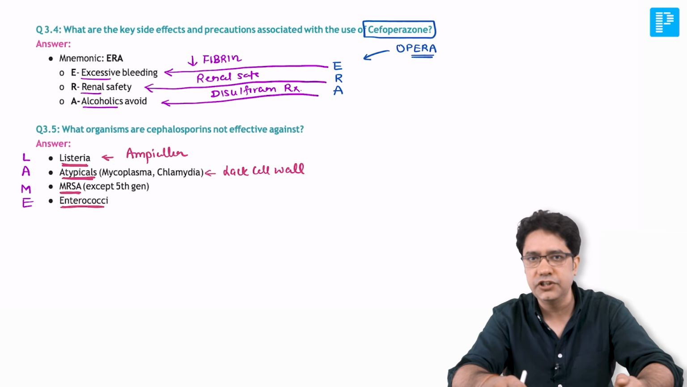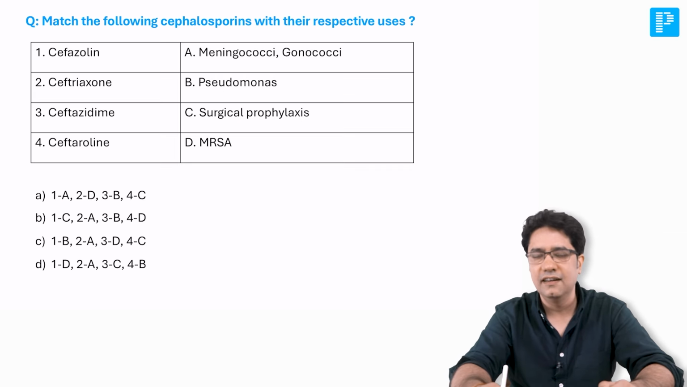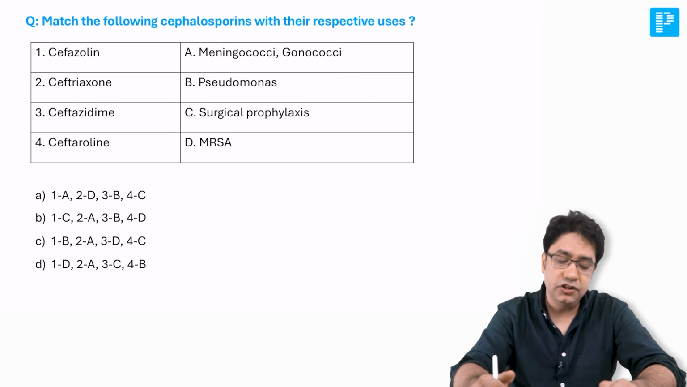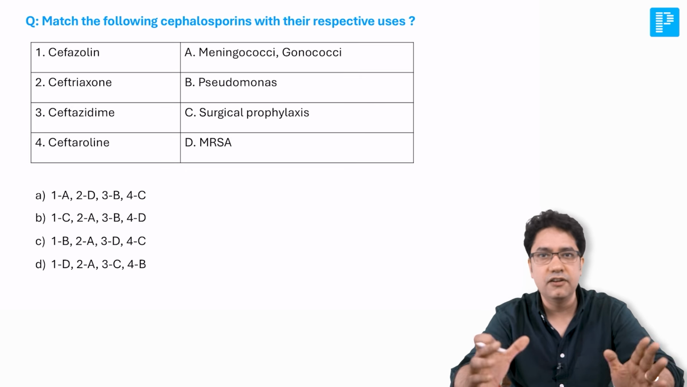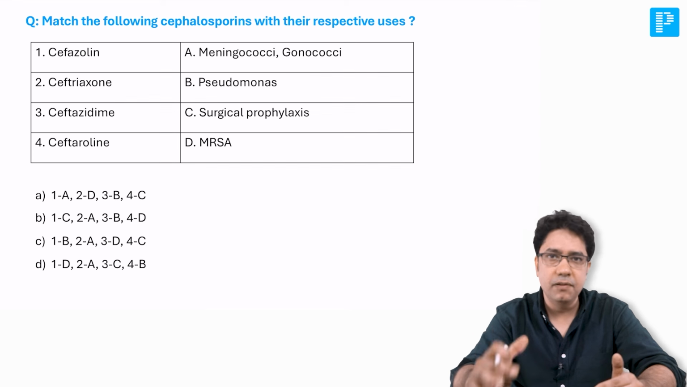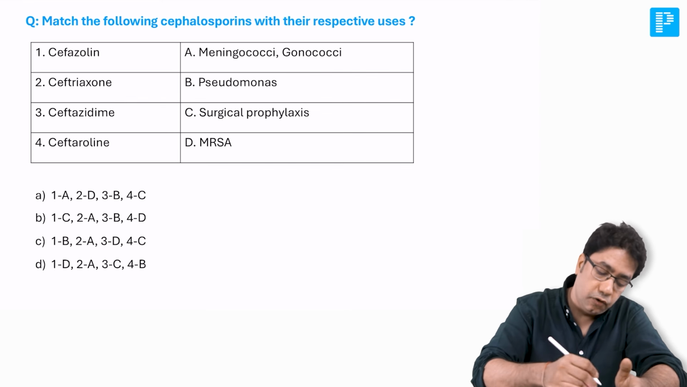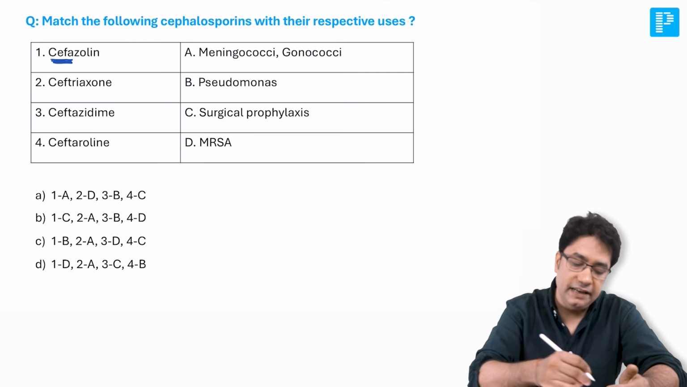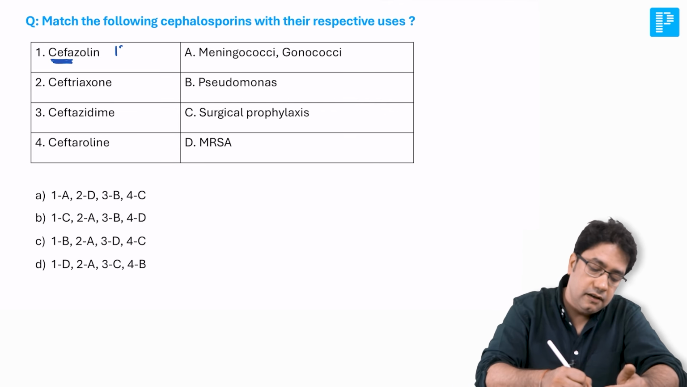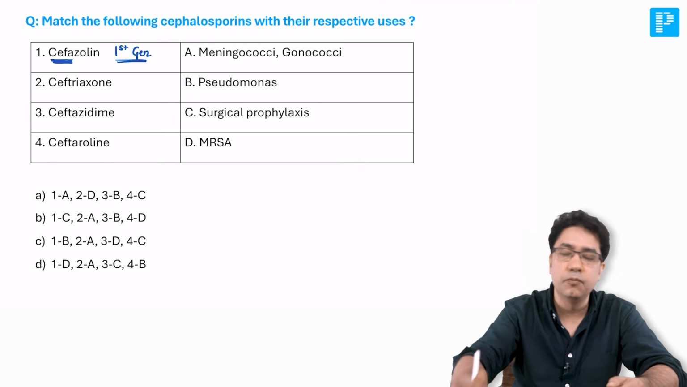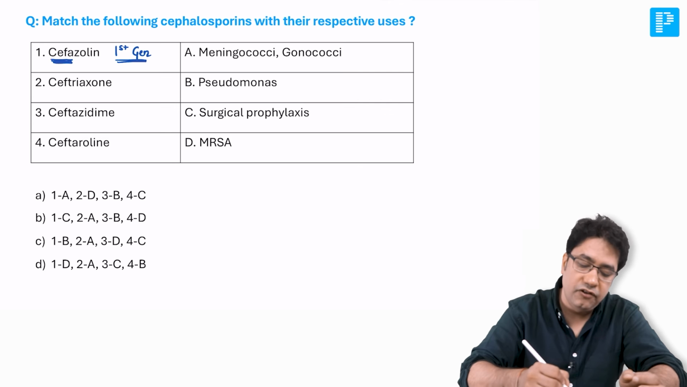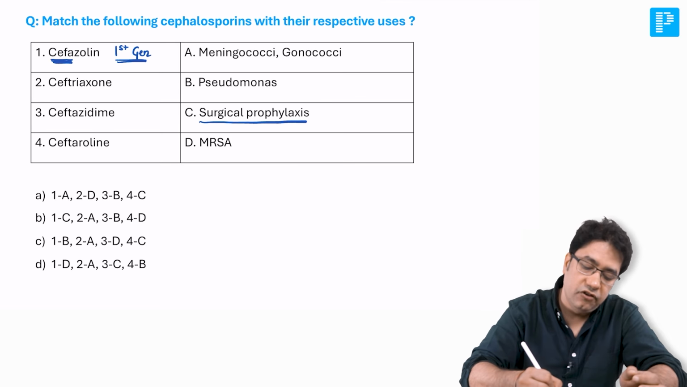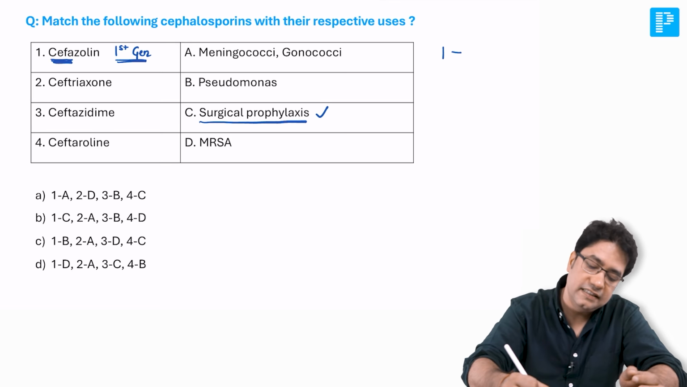Let's recall our question which was recently asked in our exam. Match the following cephalosporin with their respective use. Now let's apply our knowledge. First cephalosporin is cefazolin, and we can see cefazolin starts with the word cefa. So can we say which generation it must be? It is a first generation cephalosporin. It is given to kill Staph aureus on the skin. It is given for surgical prophylaxis.